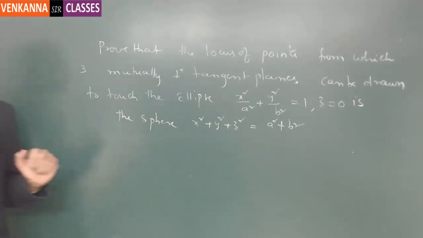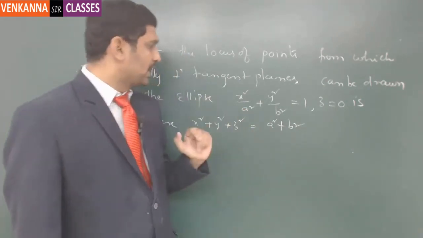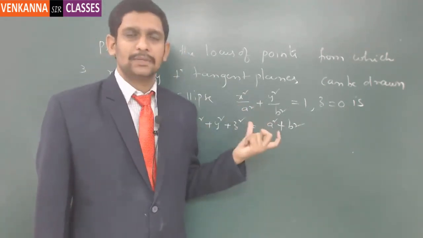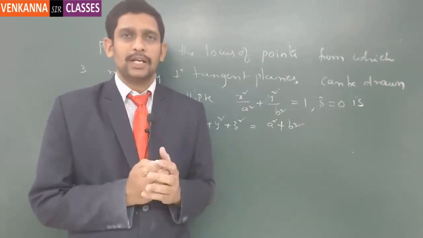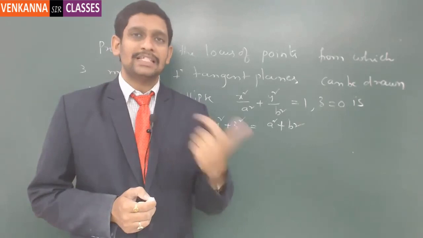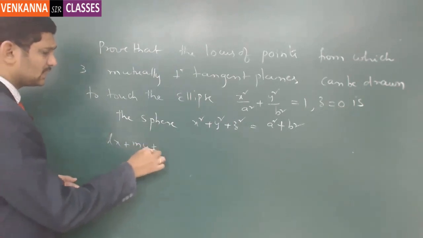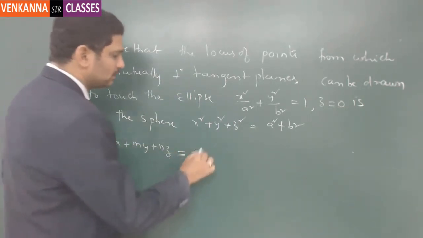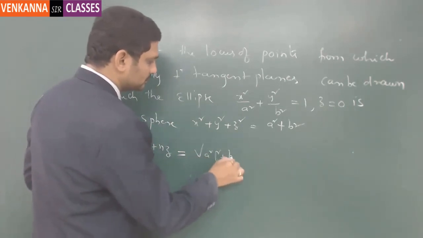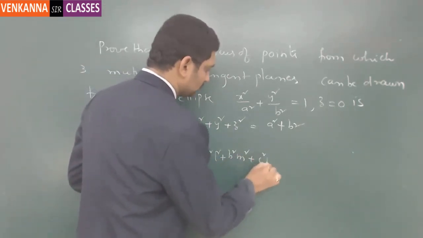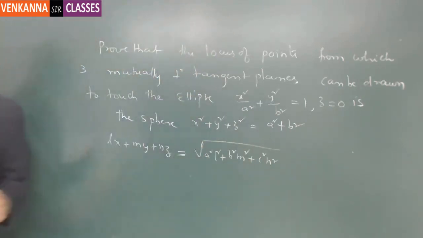Now I ask one question: just forget about the concept that this is the ellipse. Suppose you have taken an ellipsoid. If you want to write the tangent plane equation, it is nothing but Lx + My + Nz = square root of... Agree, all of you? If you want to write the tangent plane equation, it is nothing but like this. Accepted? Right.